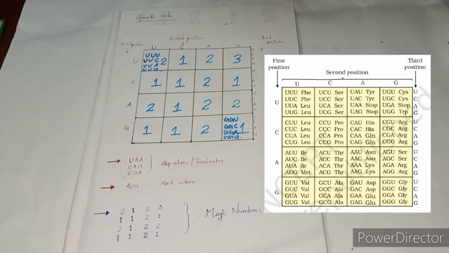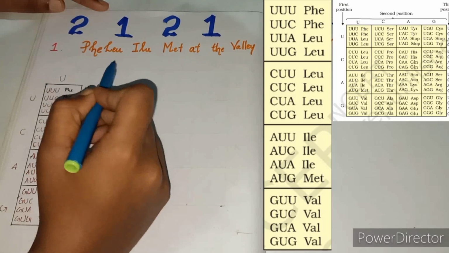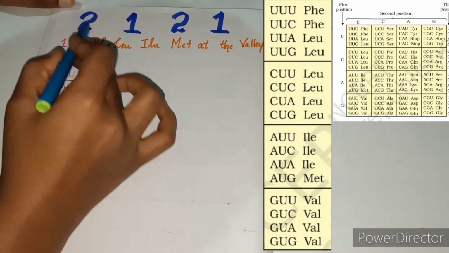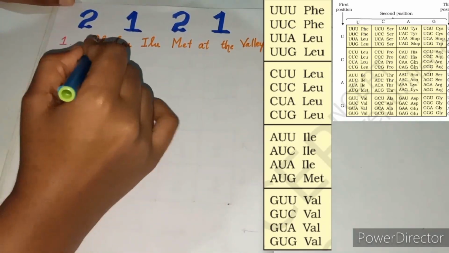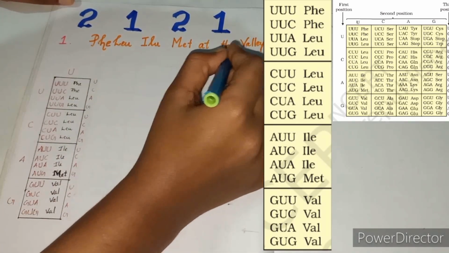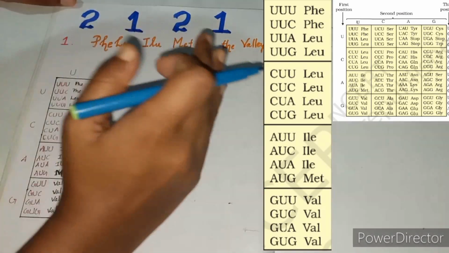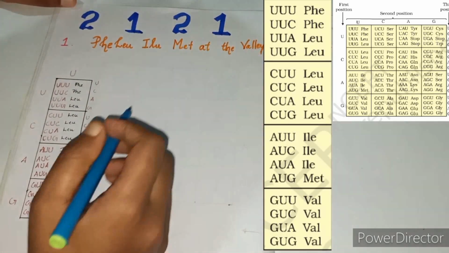And now let's look at the mnemonics. Here is the first mnemonic for the first vertical column. You remember the magic number 2121, and the mnemonic is Philu Ilu met at the valley. Remember that Philu and Ilu are two friends and they met at the valley.